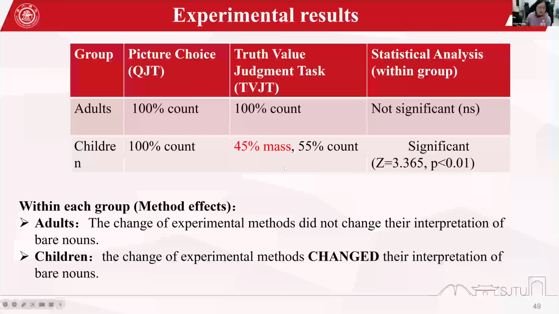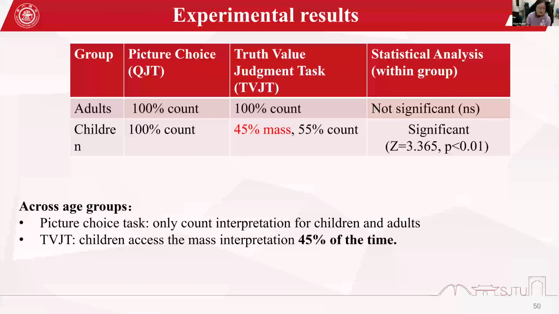Okay, so if we look within groups, that means the method effect, we can see that the change of experiment method for elders did not change the interpretation of bare object nouns. They still prefer the count interpretation for the object nouns. But for children, the change of experiment method changed the interpretation of bare nouns. We got mass interpretations in this context using the truth-value judgment task, but the children assign 100% count interpretation in the quantity judgment task. Across age groups, in the picture choice quantity judgment task, only the count interpretation is possible for children and adults, but in the truth-value judgment task, children access the mass interpretation almost half of the time.